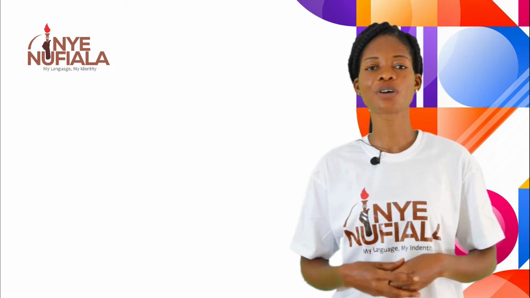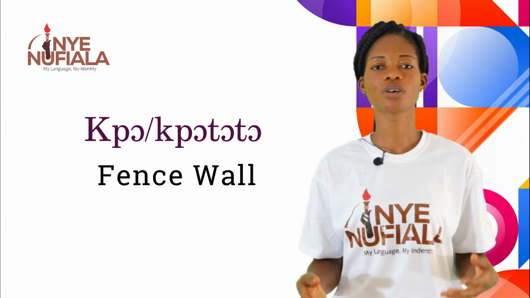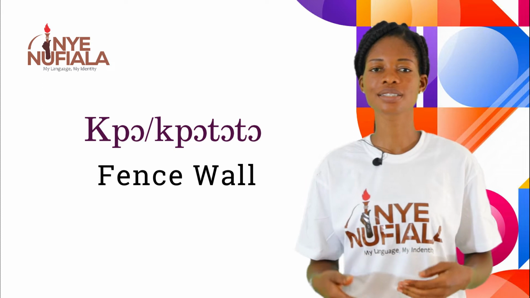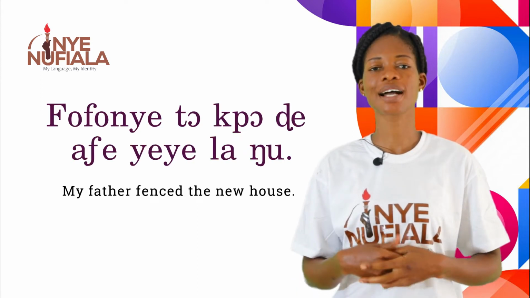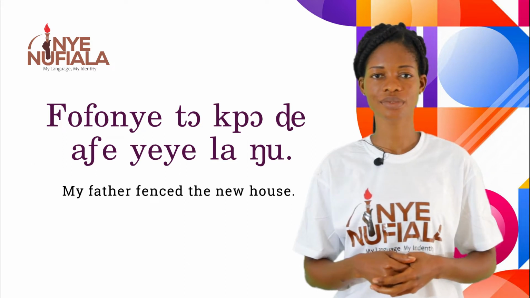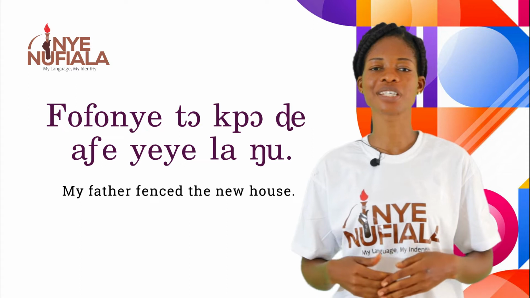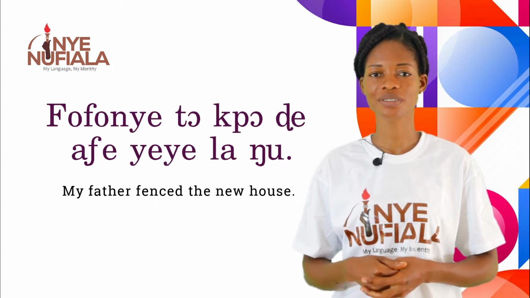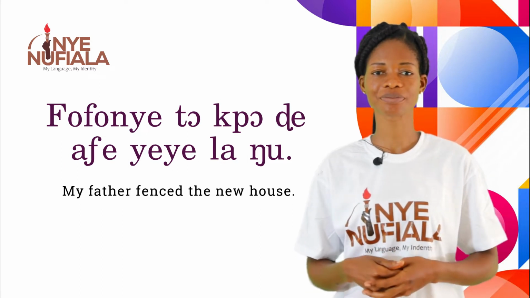In Ewe we call the fence or the fence wall kpɔ or kpɔtɔtɔ. In a sentence we can say Fofonye tɔkpɔ ɖe aƒe yeye la ŋu, which means my father has fenced the new house.